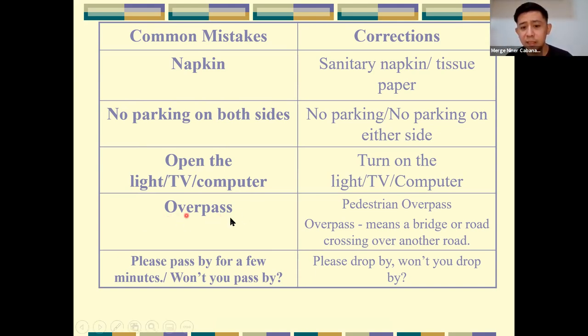Overpass. We have different types of it. So pedestrian overpass, where people can cross, and overpass, which means a bridge or road crossing over another road. This is a construction work where vehicles can also cross. Okay, please pass by. Pass by is literally passing by. It should be drop by. Drop by, which means you're going to do a light chit chat over anything.